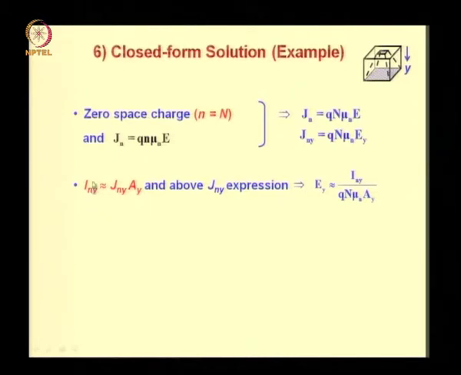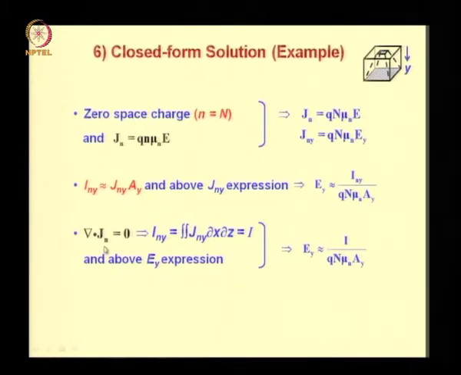Similarly, the approximation is that at any y, the electron current is equal to the electron current density over that horizontal cross section at y multiplied by the area Ay. Using the above expression for Jny, we get the electric field y component is equal to I_ny divided by q times n mu_n into Ay.